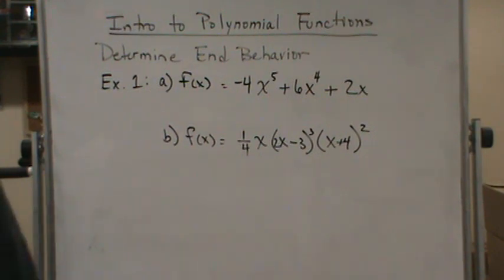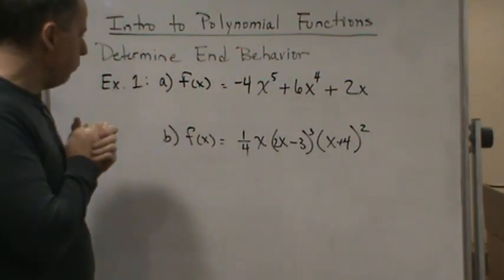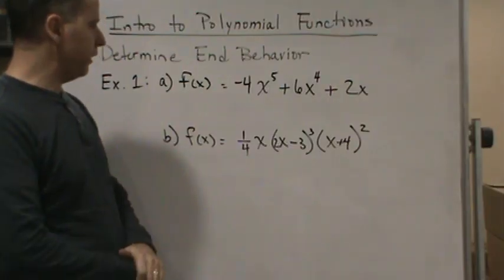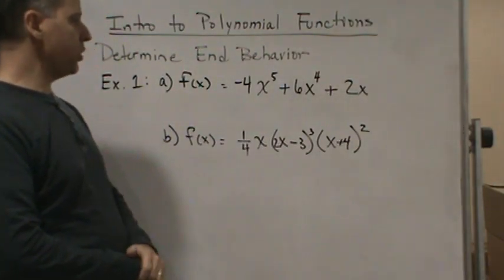All right, welcome back. And now let's do an example of using the leading term test to determine the end behavior for the graphs of these two polynomial functions. If we look at A, we have f of x is equal to negative 4x to the fifth plus 6x to the fourth plus 2x.